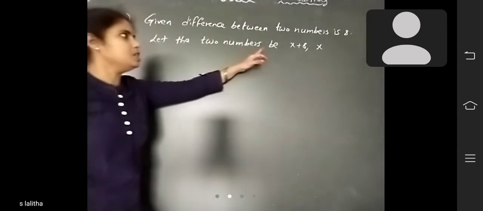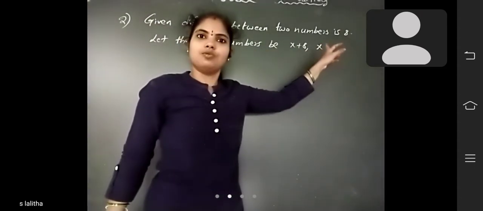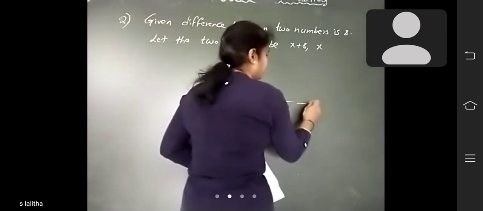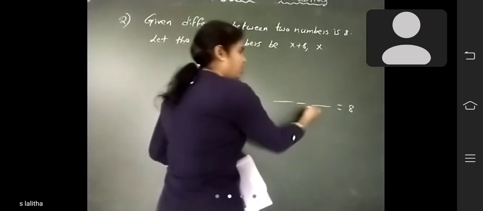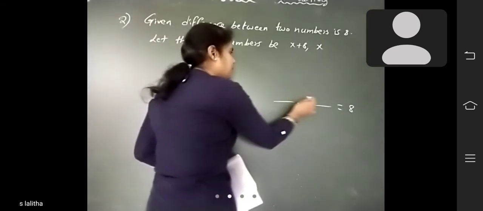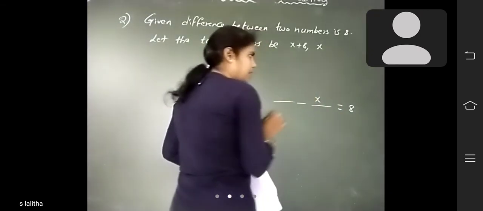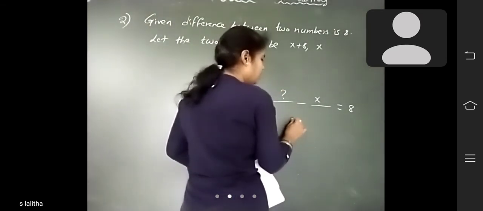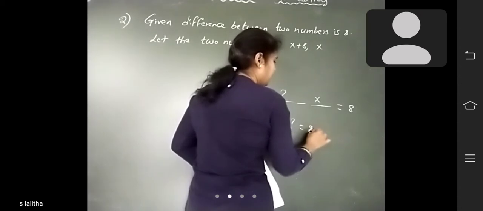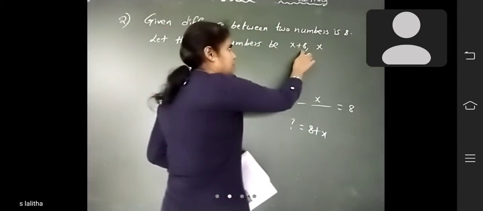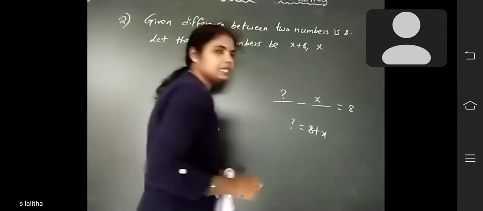Did you understand how we can get this? Let the two numbers be x plus 8 and smaller number be x. That means, already I told, we don't know these two numbers, we get the difference as 8. Suppose we are taking the smaller number as x. What is the bigger number? 8 plus x, which means x plus 8, no problem. So the bigger number is x plus 8, the smaller number is x.